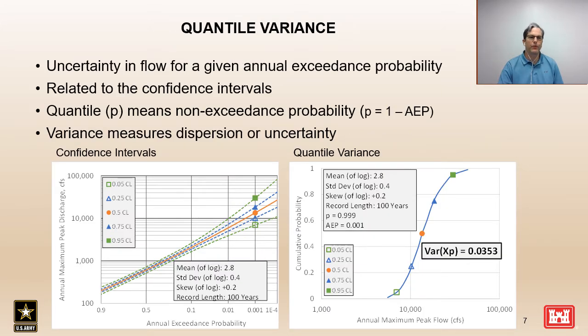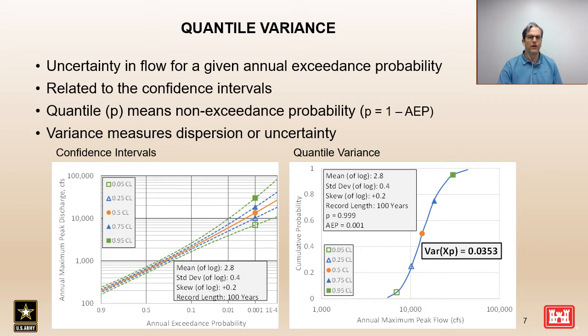Another important concept when thinking about effective record length is quantile variance. Quantile variance is a measure of the uncertainty in the flow at a given annual exceedance probability. It's related to the confidence intervals. Quantile essentially means a non-exceedance probability, or 1 minus the annual exceedance probability. And remember, the variance is a measure of the dispersion or the uncertainty in the flow estimate at a given AEP.